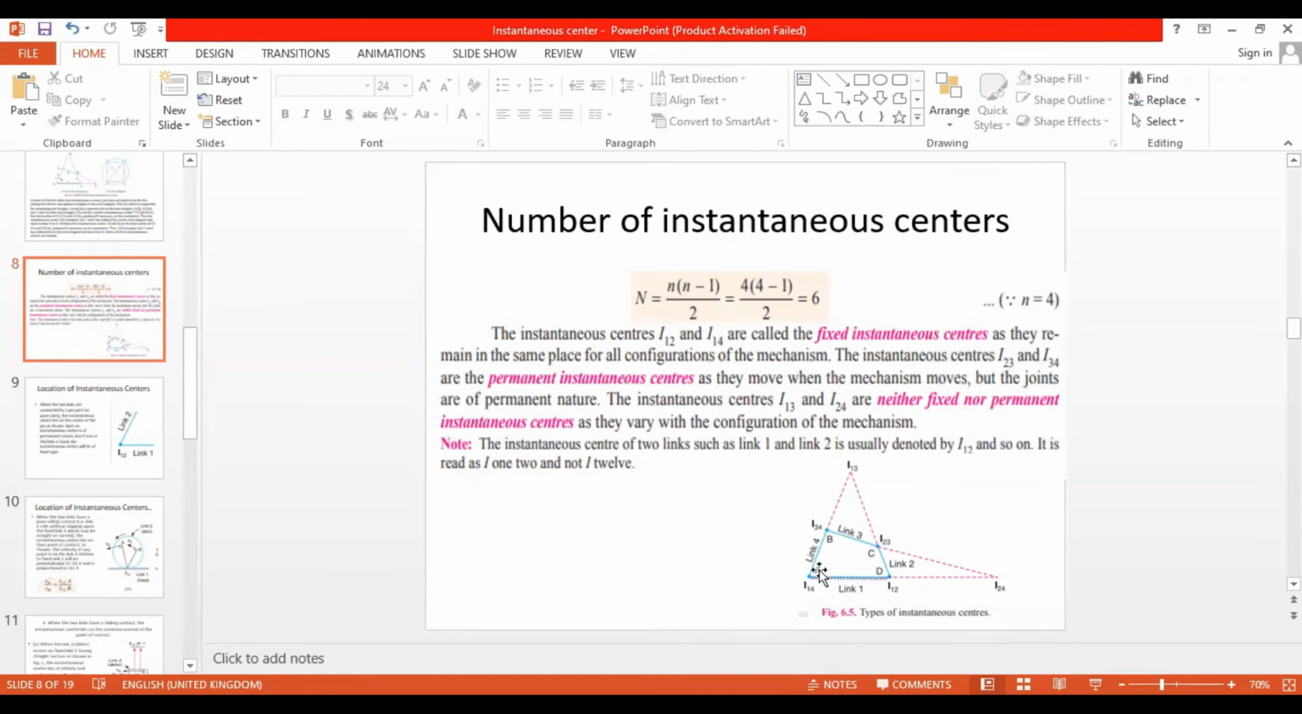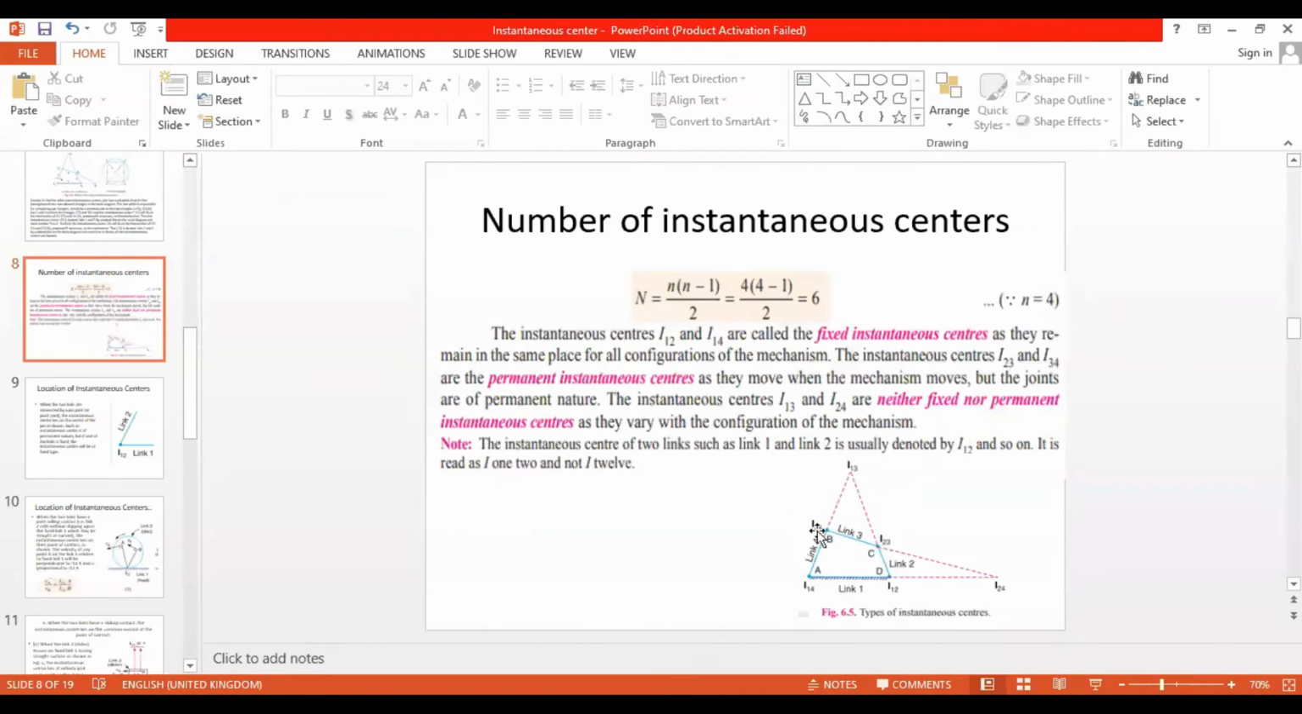Why? Because when this mechanism moves, if you consider this as a crank and this as a rocker, once it makes a complete rotation, it may move here and in this way. Whatever the motion it makes, this link is not going to make any movement. So that's why these are called fixed instantaneous centers, as they remain in the same place for all configurations of the mechanism. The instantaneous centers I23 and I34, I23 is here and I34 is there, are the permanent instantaneous centers.